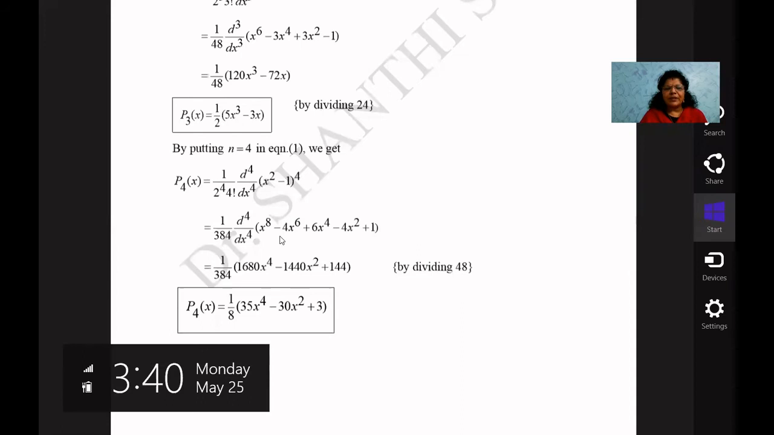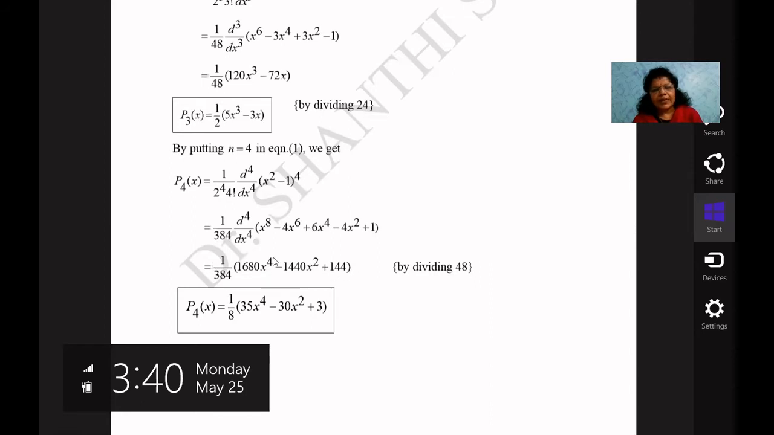4 times you differentiate it. Correct? 4 times you differentiate this with respect to x. So you will obtain 1680 x power 4 minus 1440 x square plus 1144.